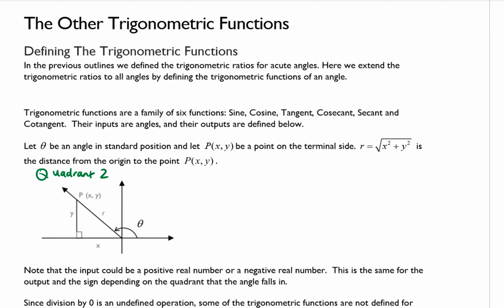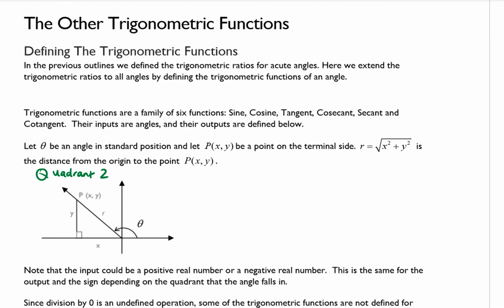Note that the input could be a positive real number or a negative real number. So it's positive when our angle rotates in the counterclockwise direction, and our input value theta is an angle that is negative if we rotate in the clockwise direction. This also goes for the output and the sign depending on the quadrant that the angle falls in.